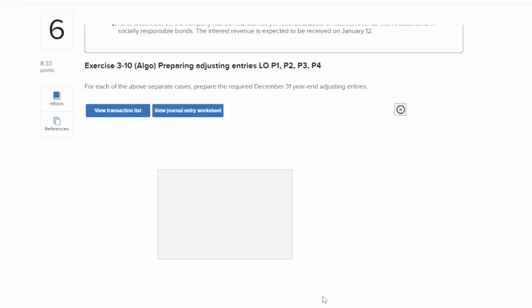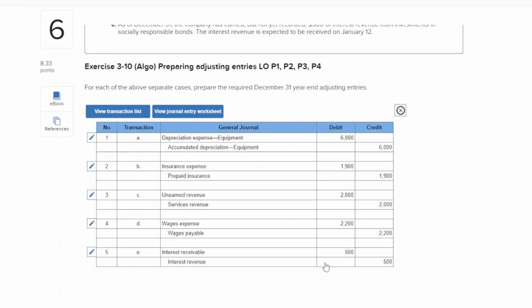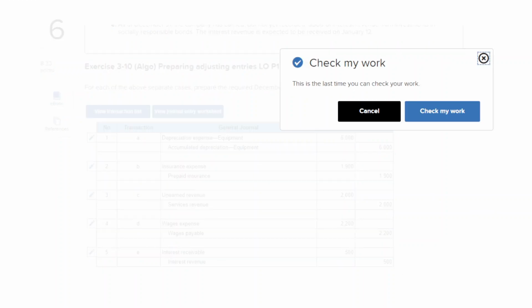There we are. So when we go back and look at our journal, we should see that all of our debits and credits are equal. We'll go ahead and give that a quick check.